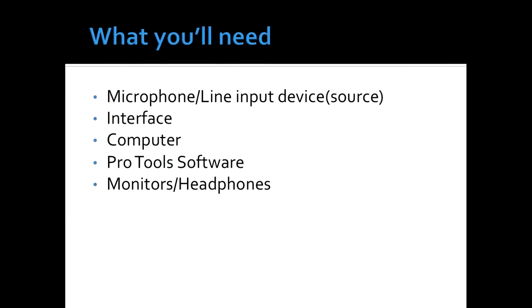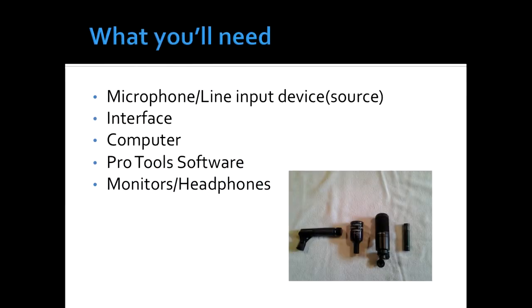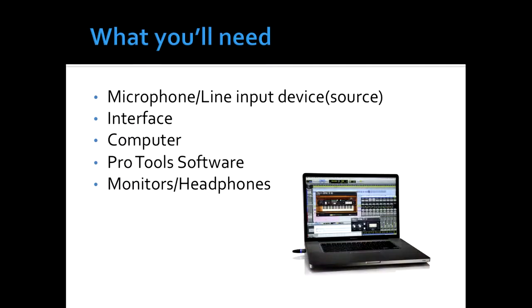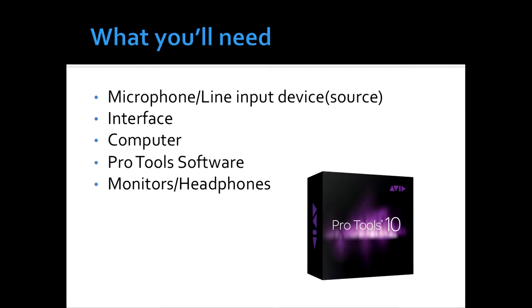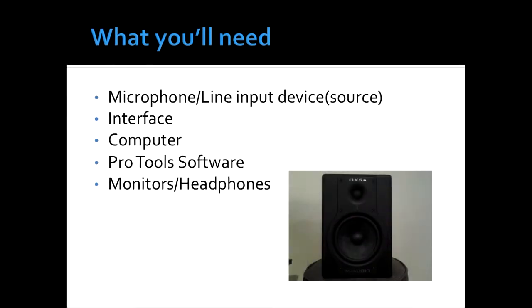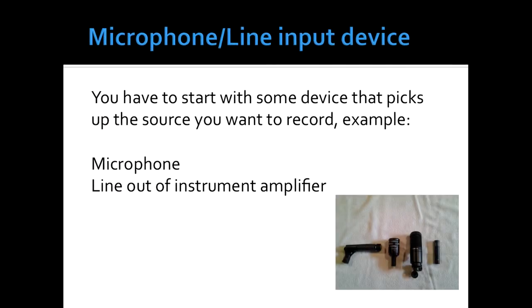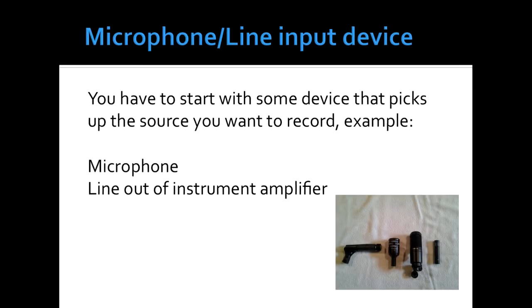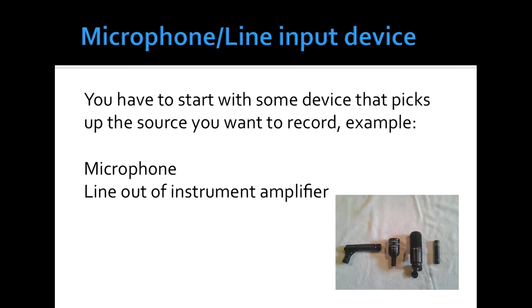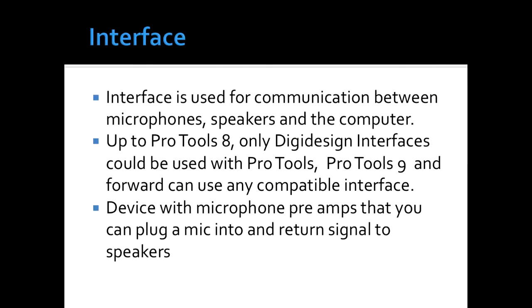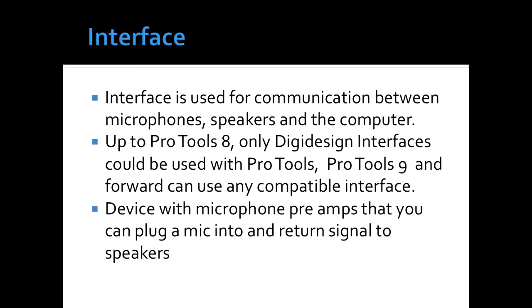Here's what you'll need: a microphone or line input device, an audio interface, a computer, Pro Tools software, and monitors or headphones. The microphone or line input device is used to capture the source that you want to record. The audio interface is used for communication between microphones, speakers, and the computer.